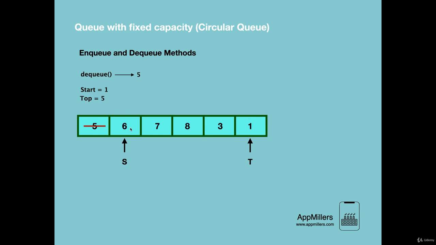So if we run the dequeue method one more time, it will return 6 because our start property points to the 6 now. And it will ignore the 6 and will move to the next element over here.